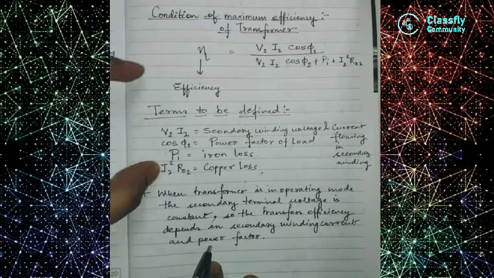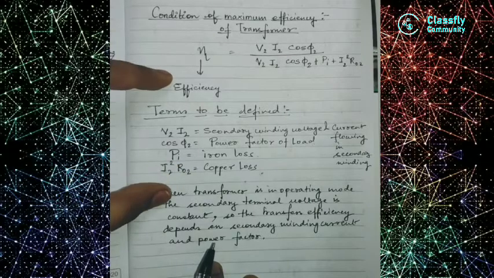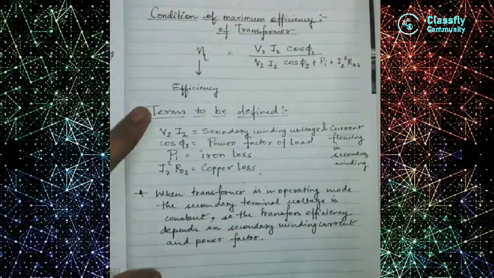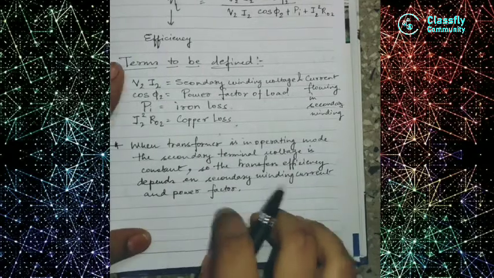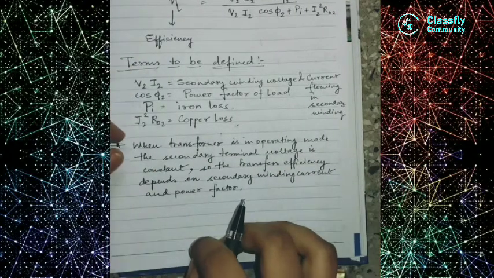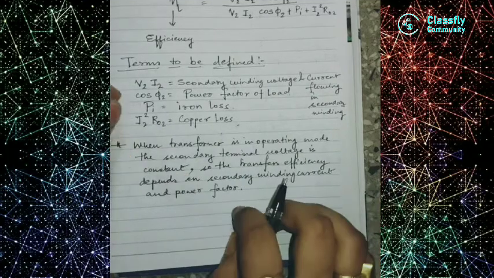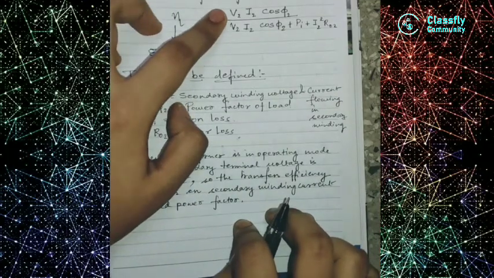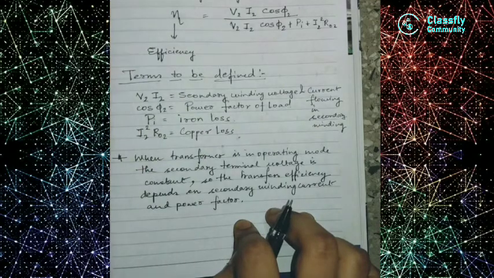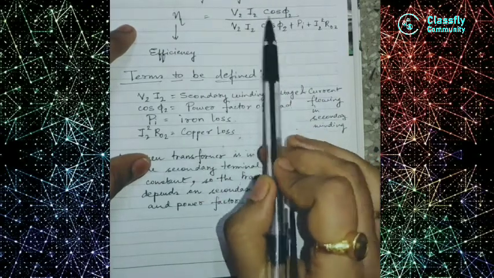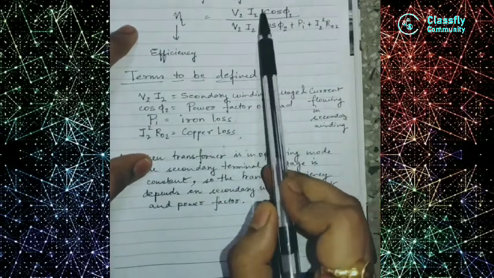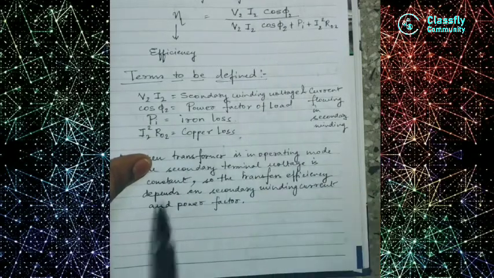These are the terms which need to be defined whenever you are deriving the condition of maximum efficiency of transformer. In simple words, when the transformer is in operating mode, the secondary terminal voltage is constant. That means V2 in the numerator and the denominator will be constant. That is the load case, and hence the transformer efficiency depends on I2 and cos phi 2, that is, the current at the secondary winding and the power factor of the load.